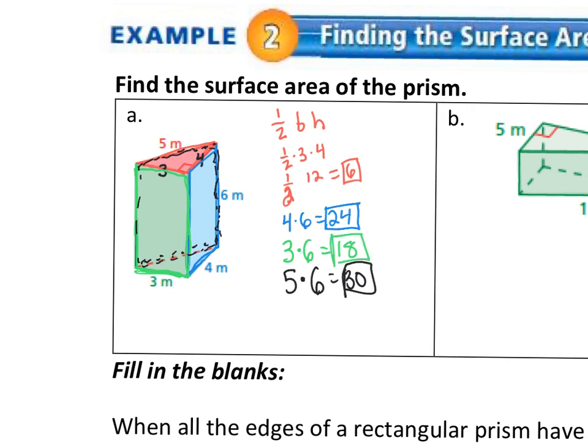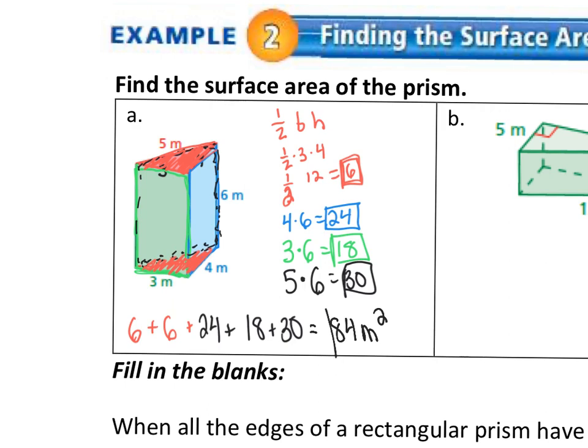Okay, and now I need to add everything together, but before I do that, I need to remember that this 6 is just the area of one base. So I'm going to add 6 plus another 6 to get the area of both bases. They're the same. So plus 24 plus 18 plus 30, and we are going to get a surface area of 84 meters squared. So all of the sides, if you are painting this prism, is 84 meters squared.